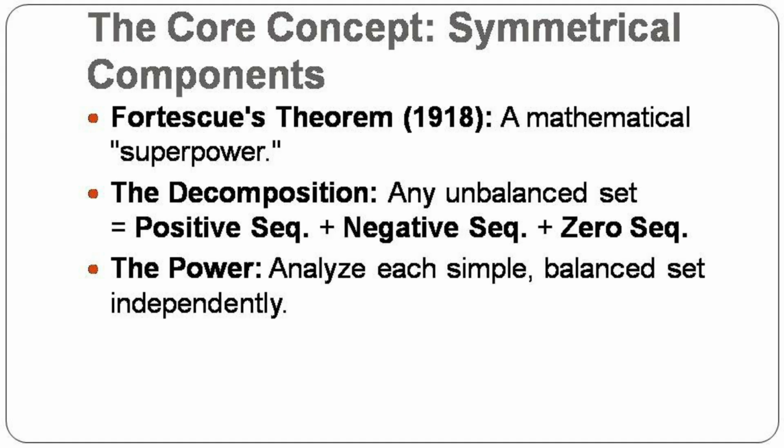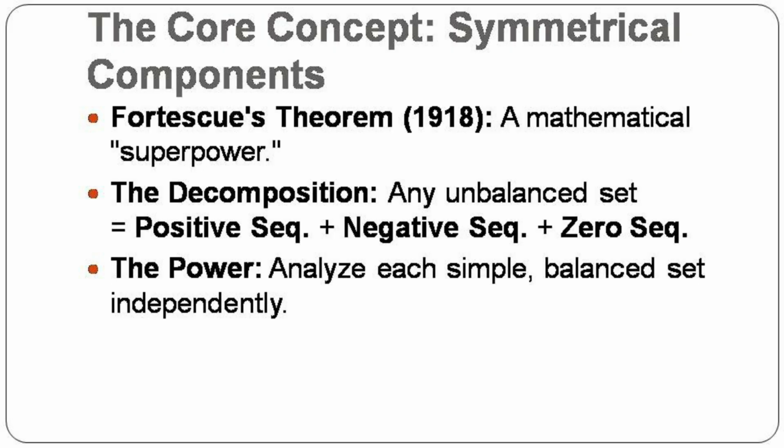And in 1918, a person called Dr. Charles Legeyt Fortescue gave us that better way. His doctoral thesis gave us what I like to think of as a mathematical superpower, at least in the world of power engineering. Fortescue proved that any unbalanced three-phase system, no matter how messy, can be decomposed, or broken down, into the sum of three perfectly balanced systems. And these are what we now call the symmetrical components.